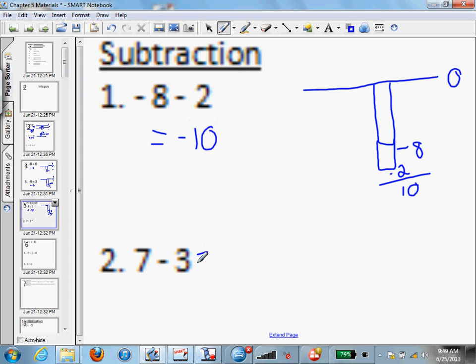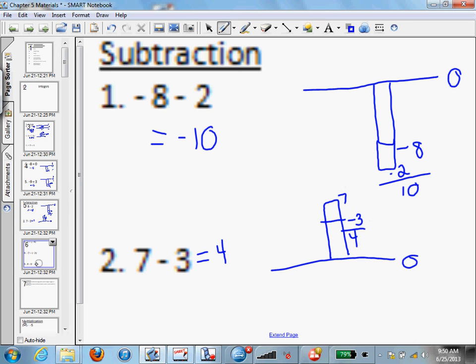Okay, and then something like number 2, 7 minus 3, that's probably something you've done for quite some time. It's just 4, where you could use our motto of being at ground 0. Positive 7 tells you to rise to 7. Minus 3 tells you to take 3 away, leaving you with just 4.